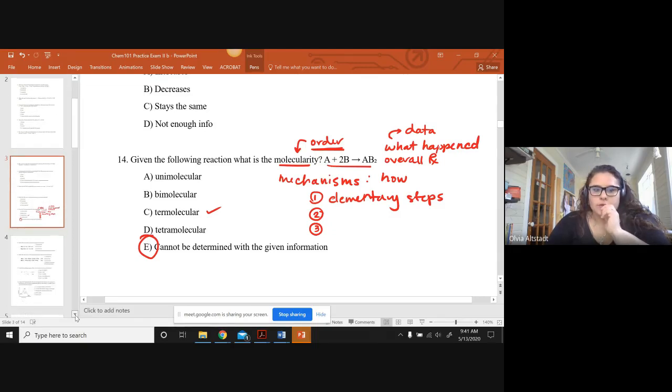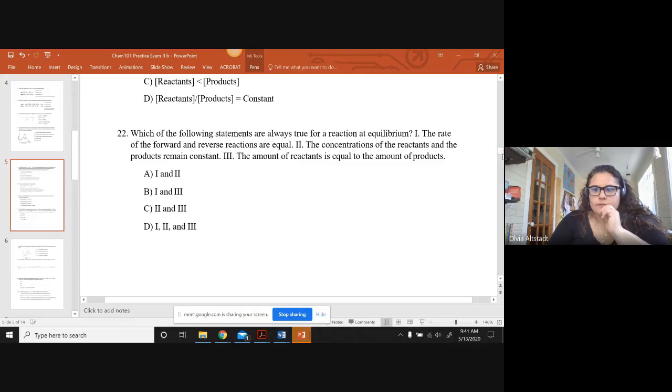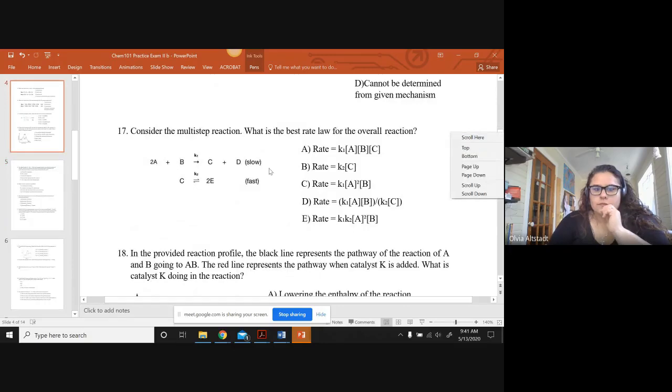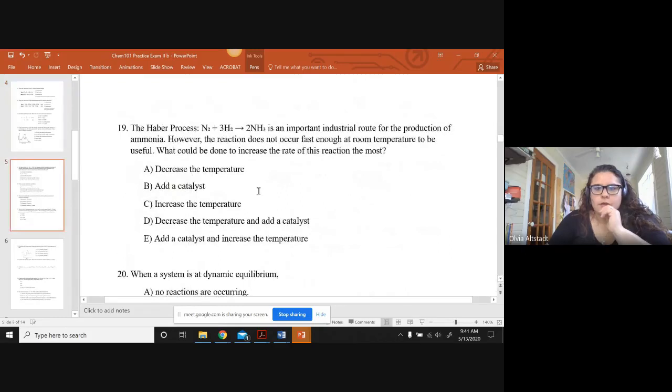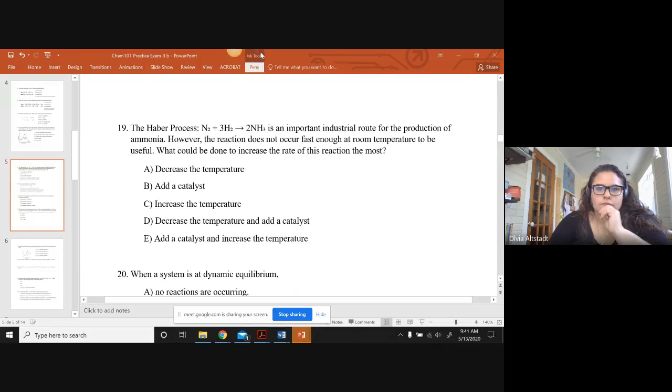I'm going to go on to the next one, which is 19. Here we are. The Haber process is an important industrial route for the production of ammonia. However, the reaction does not occur fast enough at room temperature to be useful. What can be done to increase the rate of this reaction the most?